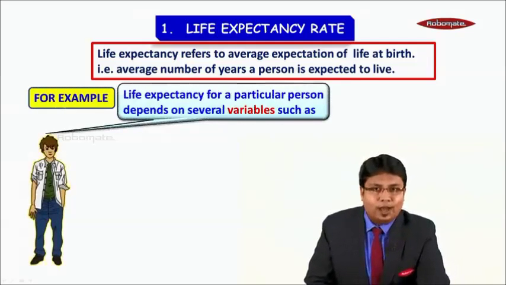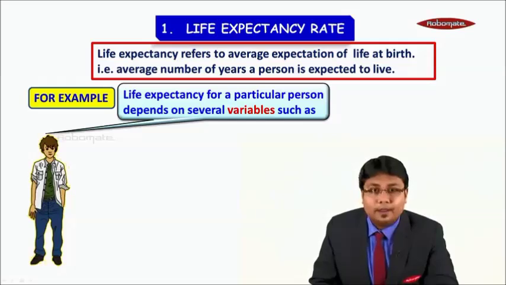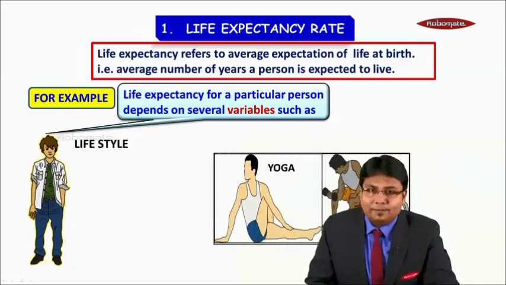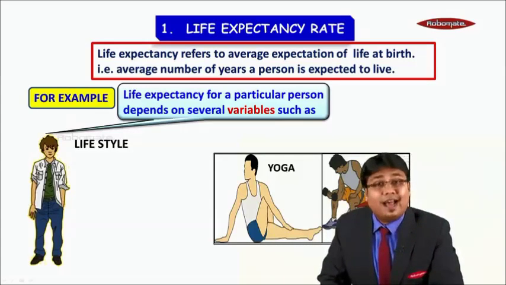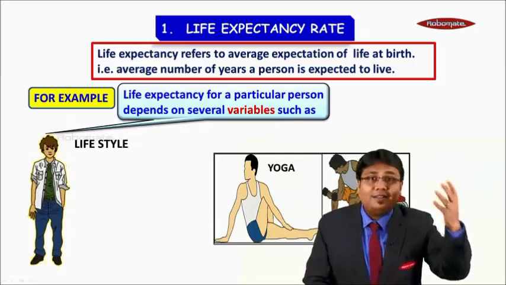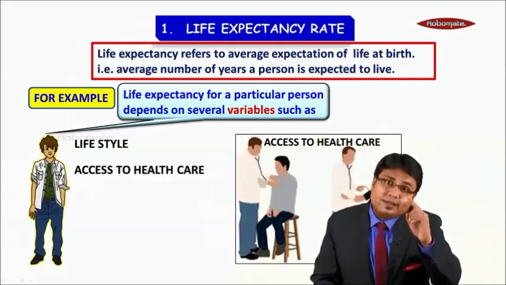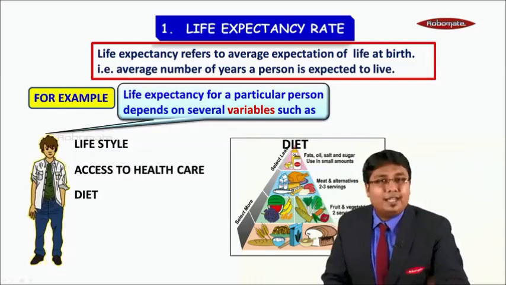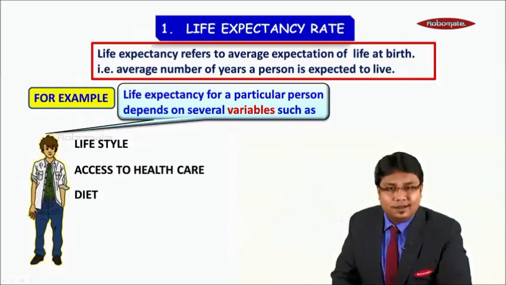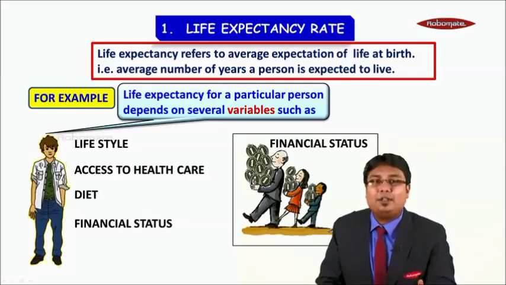Life expectancy for a particular person depends upon several variables. Now, which are those variables, students? Number one, lifestyle. You should have a proper lifestyle, a basic exercised lifestyle. Second, proper access to healthcare, that is, better medical facilities. Third, diet. Have a proper diet and do not eat roadside junk food, students. Number four, financial status. You should possess a minimum amount to live, a minimum standard of living.